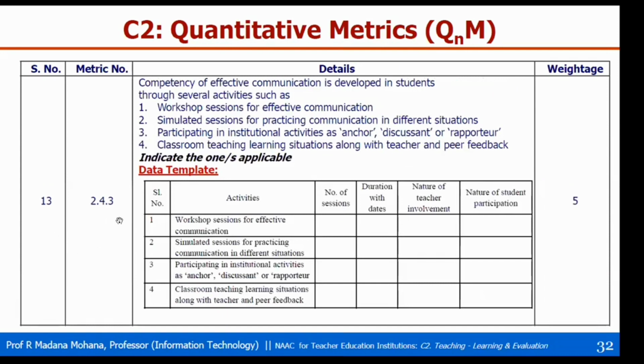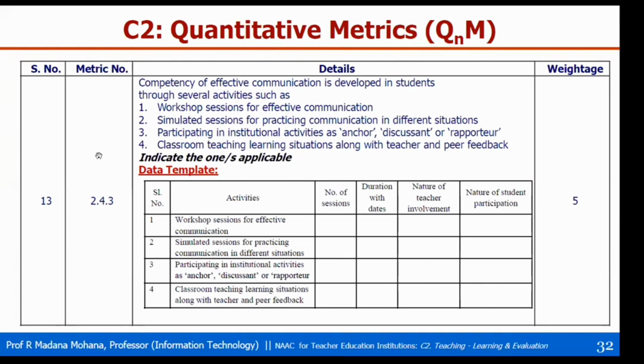And then the next metric, 2.4.3. Competency of effective communication is developed in students through several activities such as, first one, workshop sessions for effective communication. Then simulated sessions for practicing communication in different situations. Then participating in institutional activities as anchor, as discussant or rapporteur, and classroom teaching learning situations along with teacher and peer feedback. Whichever are applicable, whichever activity you are following, you can opt for it, which carries 5 marks. The same details need to be filled in the data template given by NAAC: activity-wise, the number of sessions, duration with dates, nature of teacher involvement, nature of student participation.